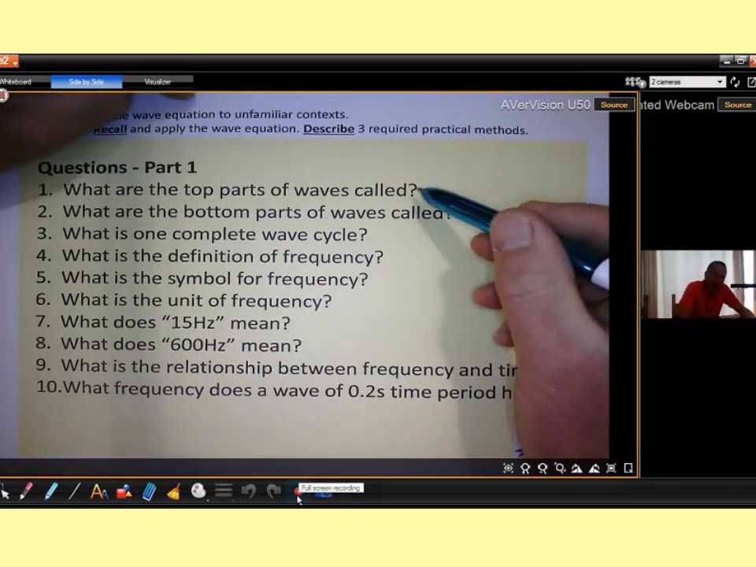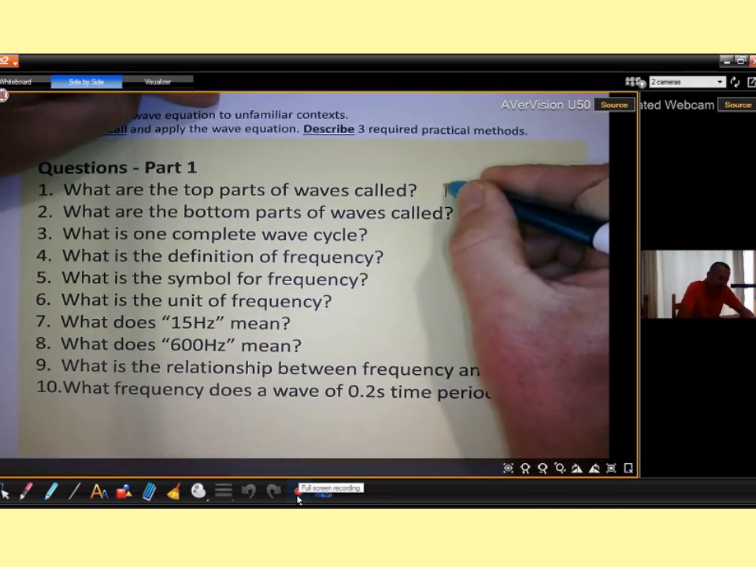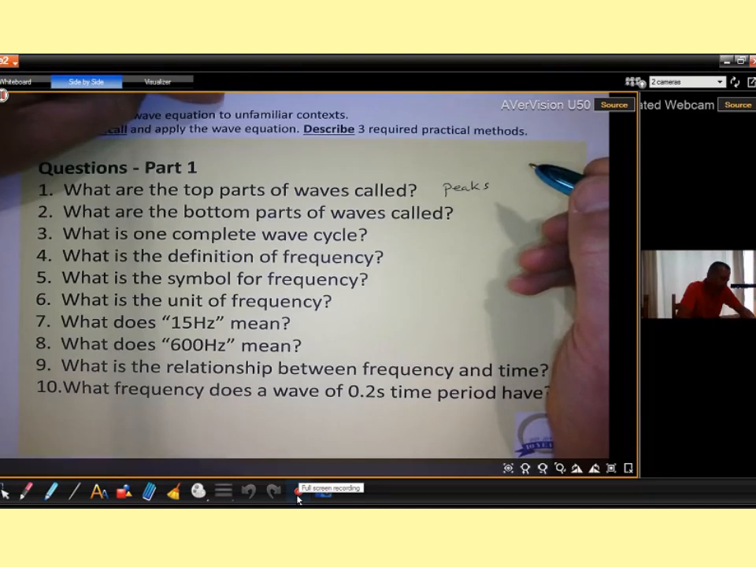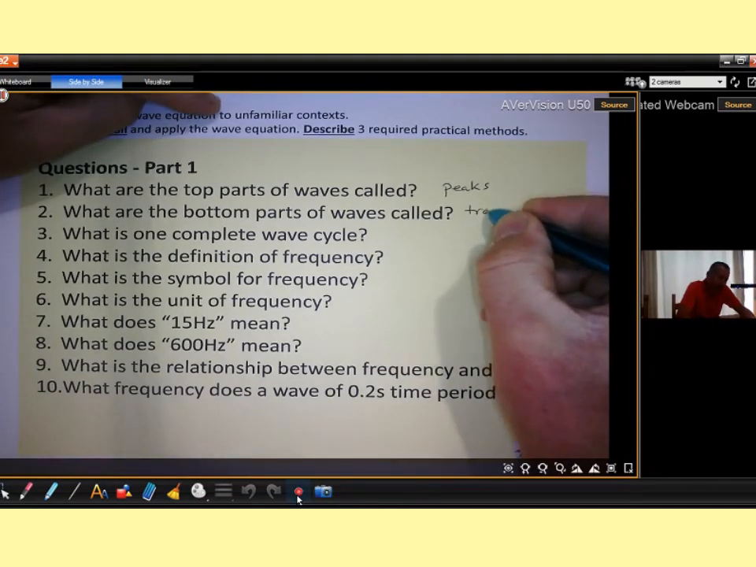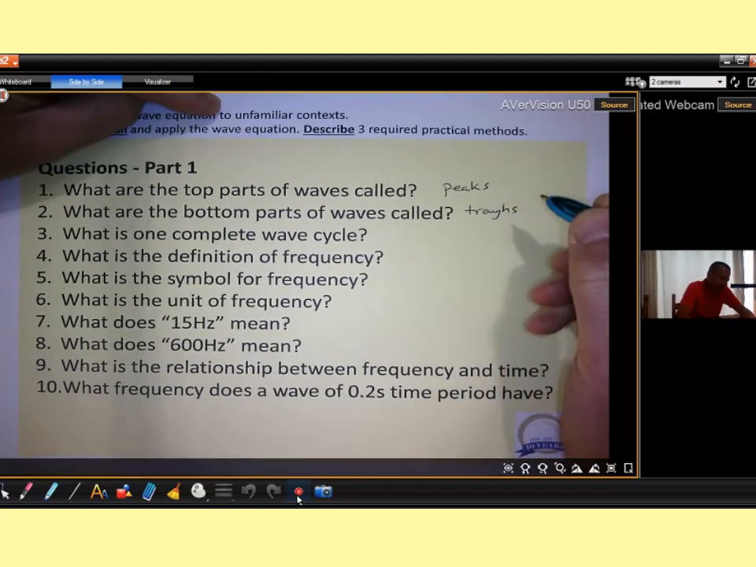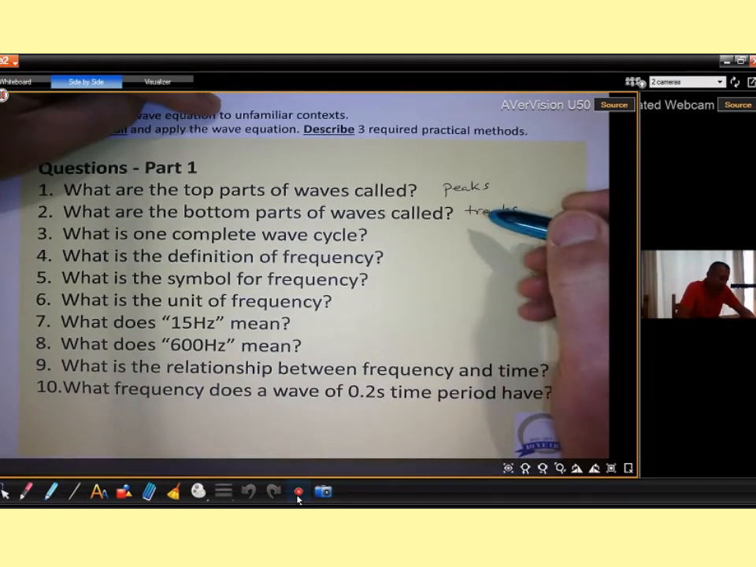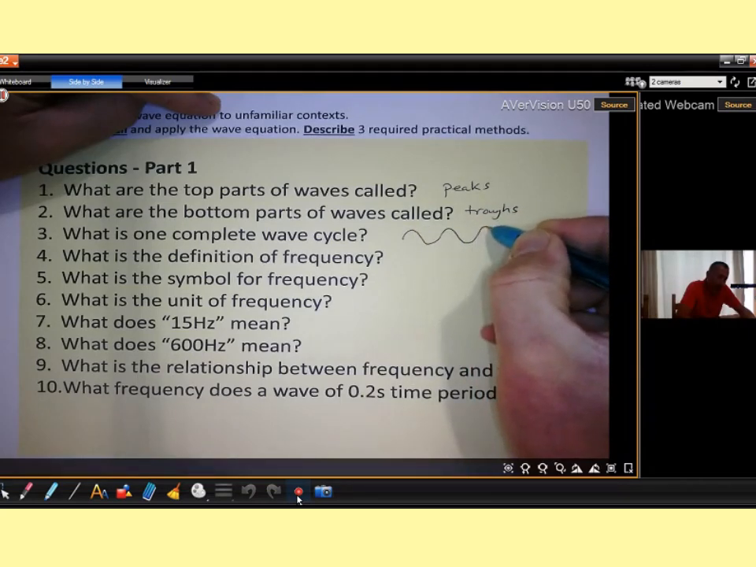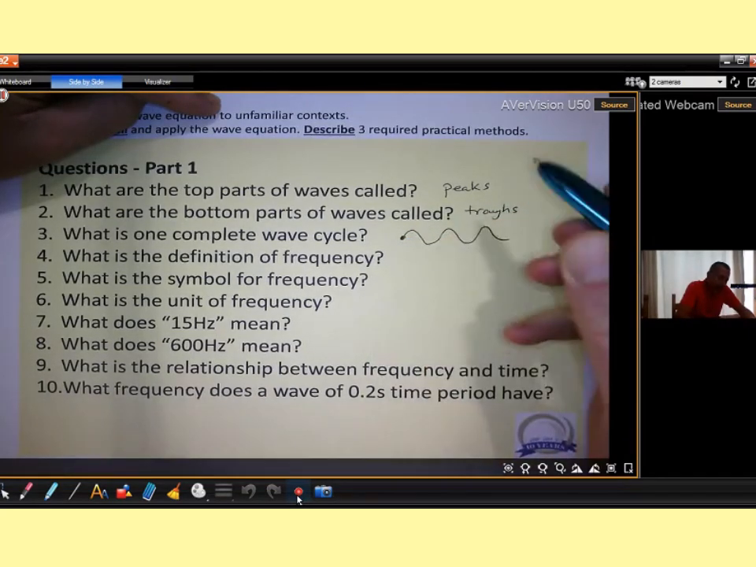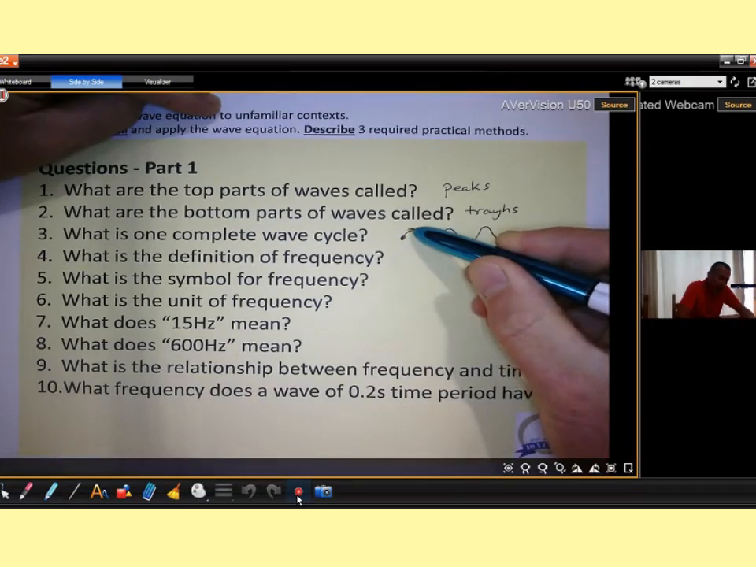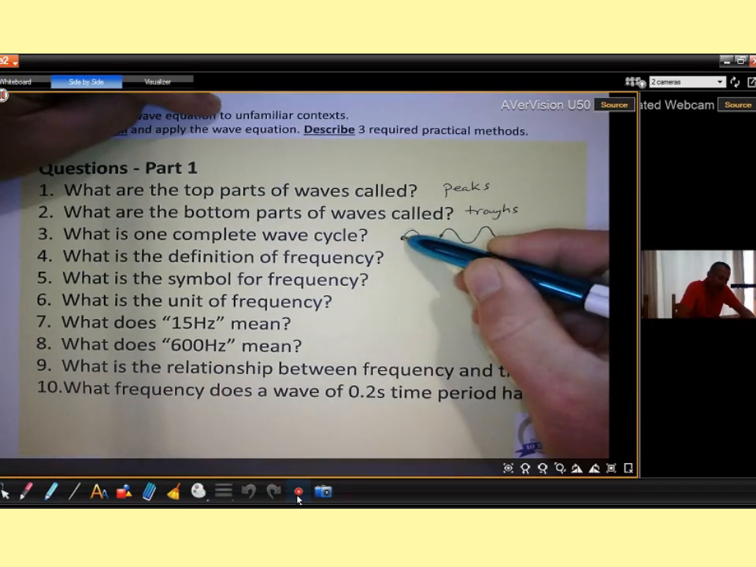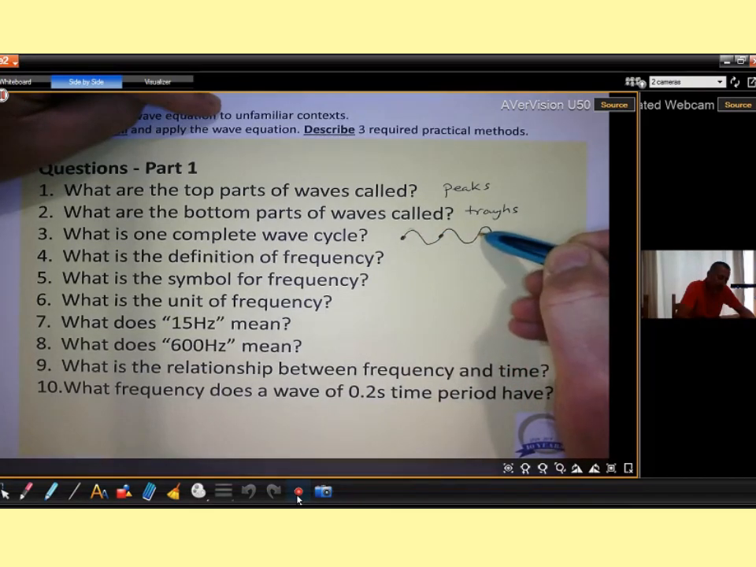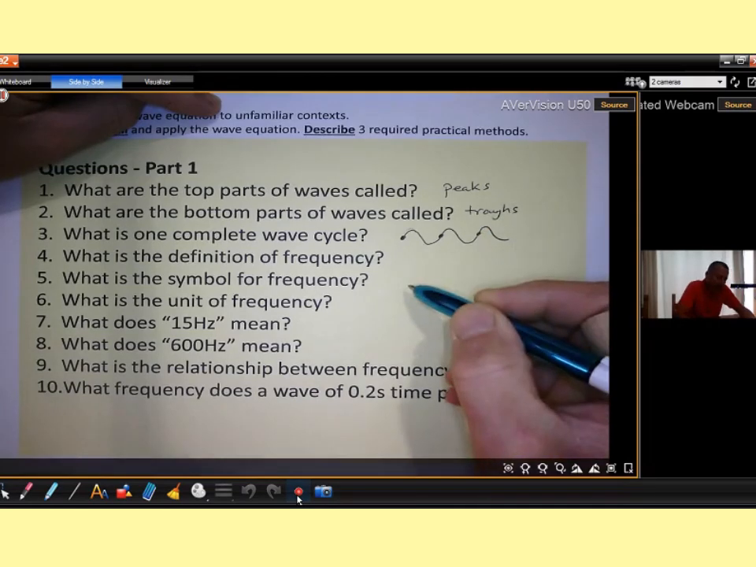So, what are the top parts of the wave called? That's the peaks. What is the bottom part called? Troughs. What is one complete wave cycle? If we've got a wave like that, it's the distance it takes for the wave to start repeating. So it goes from there up, down to the bottom, back up. That's one wave cycle. That's two wave cycles. Definition of frequency.